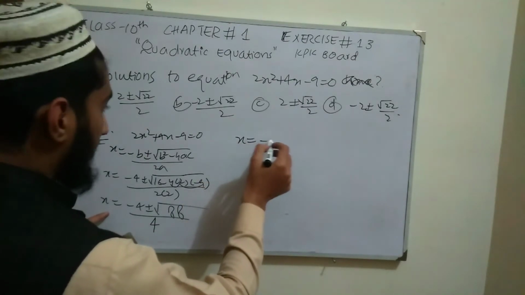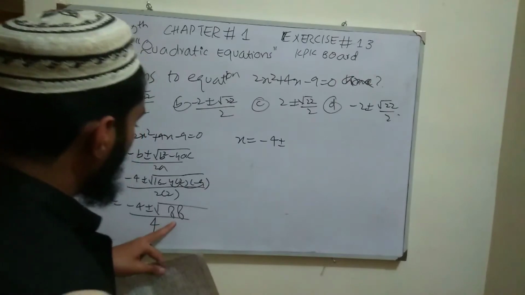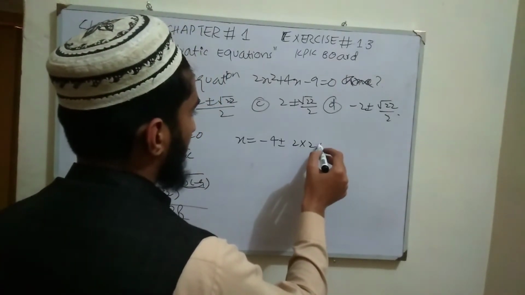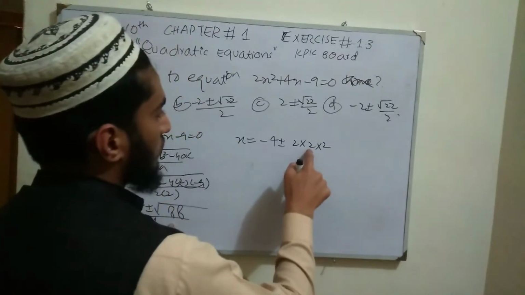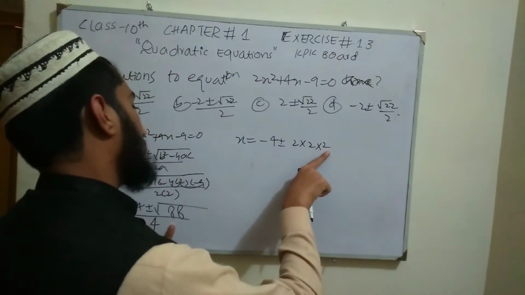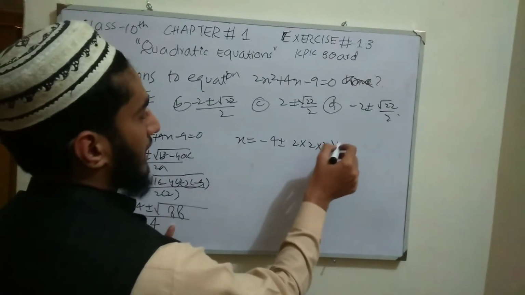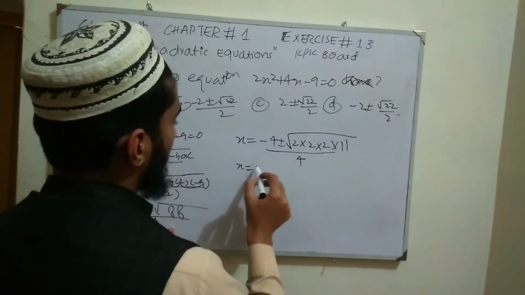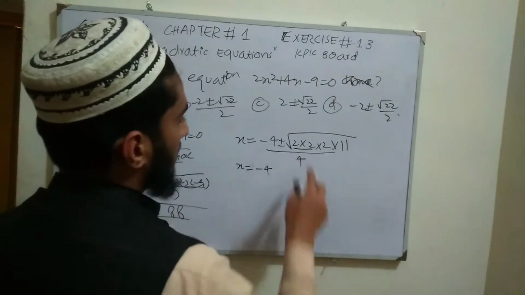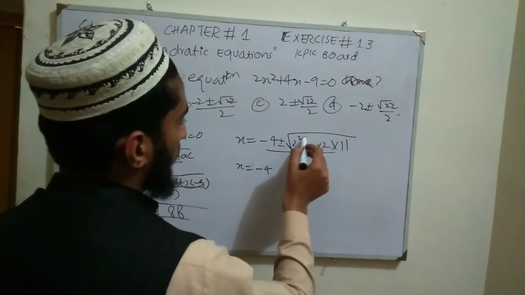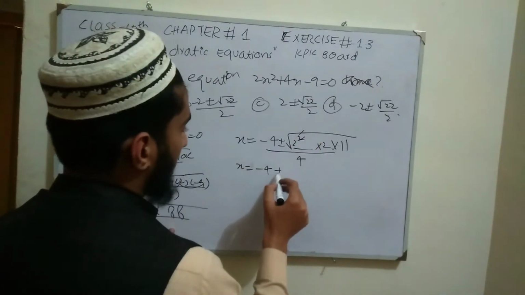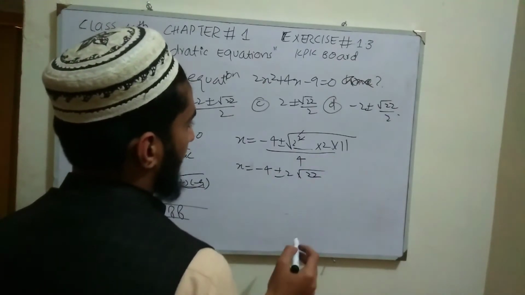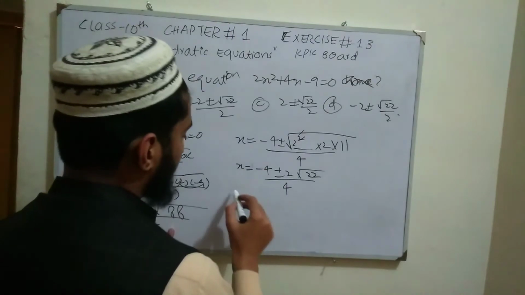So x is equal to minus 4 plus minus, we can write 88 as 2 multiplied by 2 multiplied by 2 multiplied by 11, which gives us 88, whole divided by 4. This 2 multiplied by 2 gives us 2 raised to power 4, and the square will cancel out with the under root, so 2 comes out from under root, and 2 multiplied by 2 multiplied by 11 gives us 22, divided by 4.